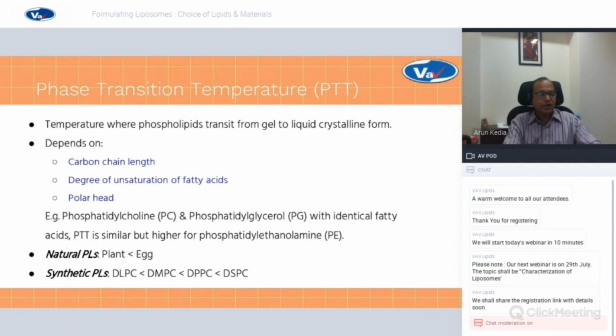Also important to note that all natural phospholipids will typically, because of the mixture of fatty acids and the mixture of polar heads, have quite a wide range of PTT. As opposed to synthetic phospholipids, which have identical fatty acids and always the same polar head. So they will have a very sharp PTT. Do we always need a sharp PTT? You can decide based on the nature of your formulation.